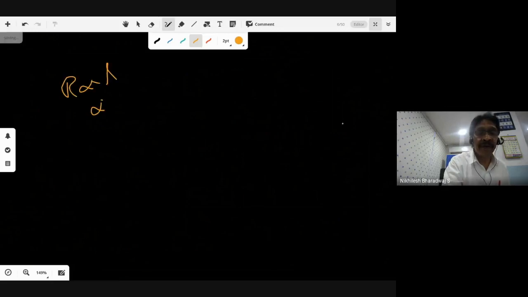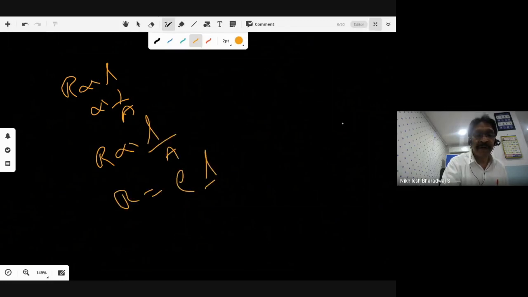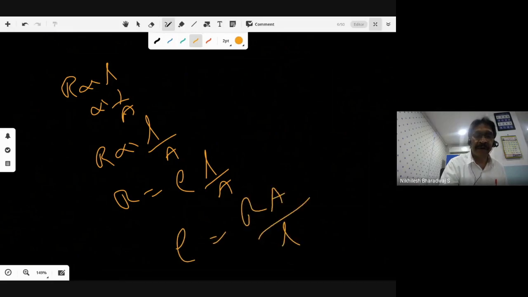As everybody knows, resistance depends on the length, directly proportional. R is proportional to L, proportional to 1 by A. R is proportional to L by A. R is equal to rho into L by A. Rho is equal to RA by L.